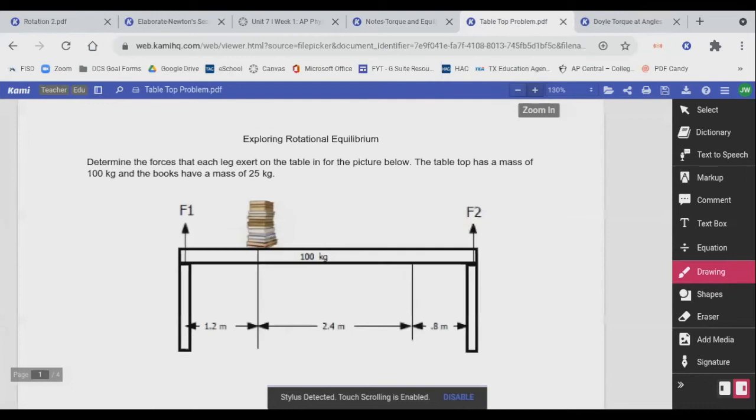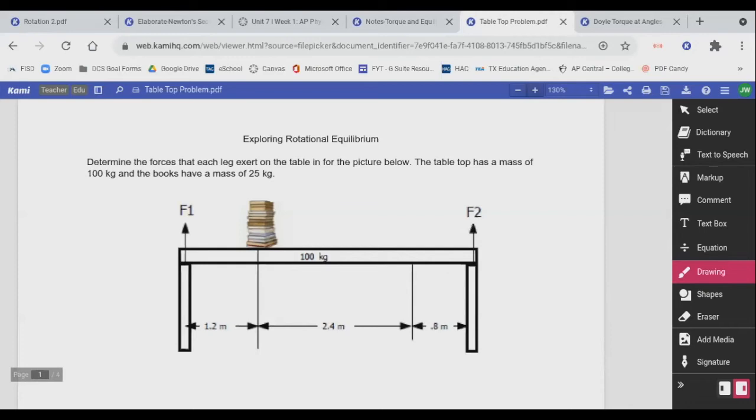We've got a tabletop with a stack of books. Looks like the tabletop has a 100 kilogram mass. The stack of books has a mass of 25 kilograms. It says determine the forces that each leg exerts on the table in the picture below. The tabletop has a mass of 100 kilograms and the books have a mass of 25 kilograms. They've done a really nice job for us in at least drawing us some of the forces. The legs are pushing up on the tabletop. That's why the tabletop's not falling to the ground. So the legs give us an upward force of F1 and F2.